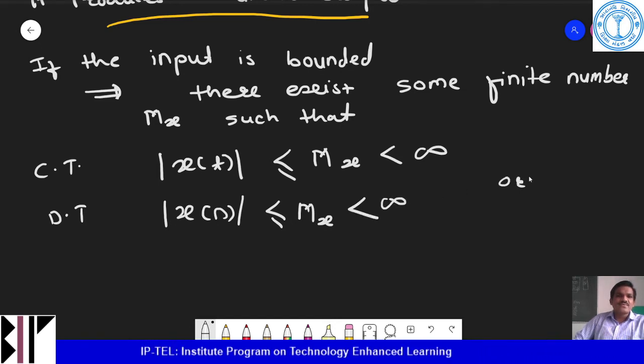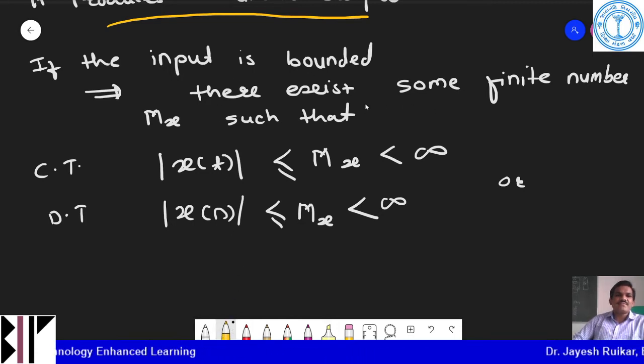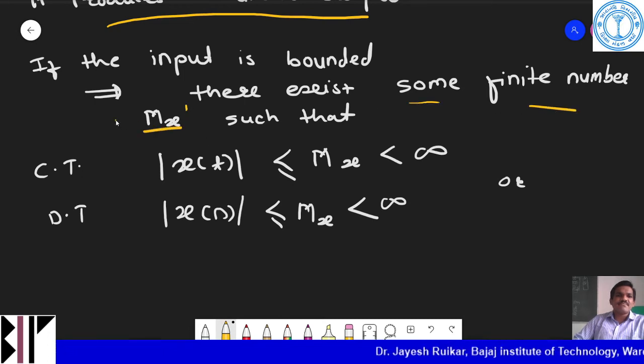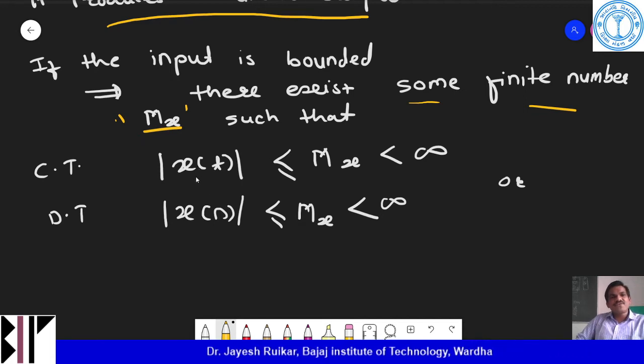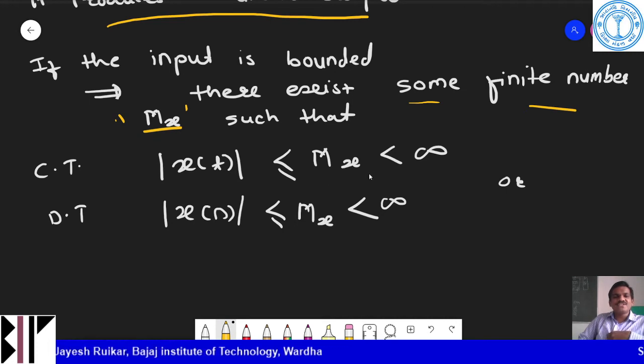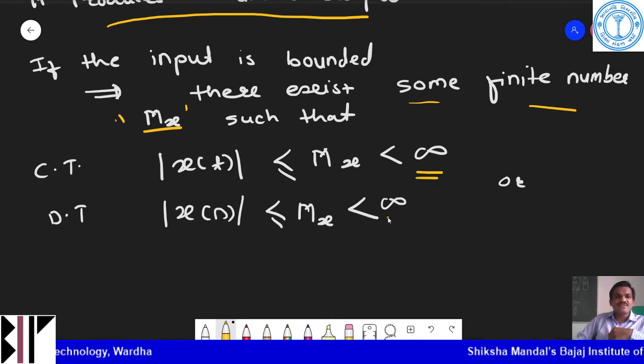So if the input is bounded, that means there exists some finite number Mx such that the magnitude of x of t is less than or equal to Mx, which is less than infinity. So there should be a finite number.